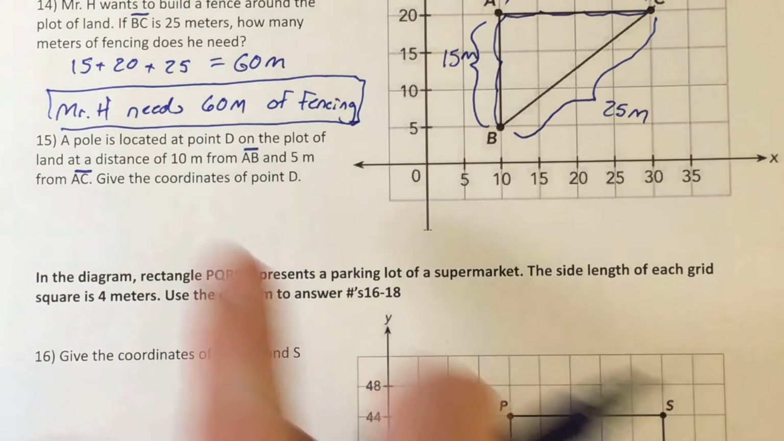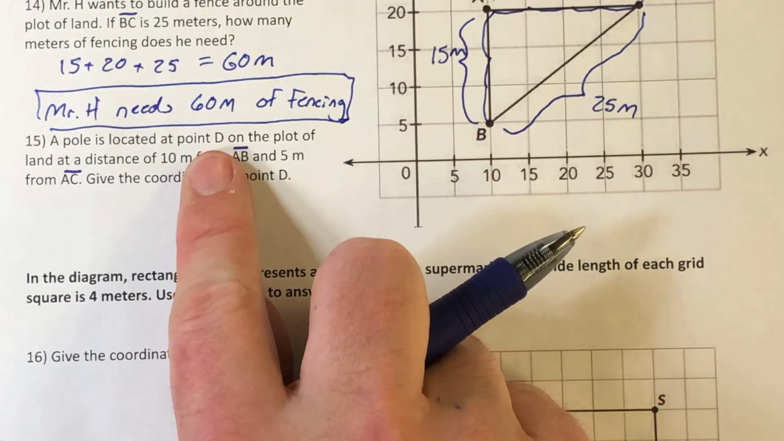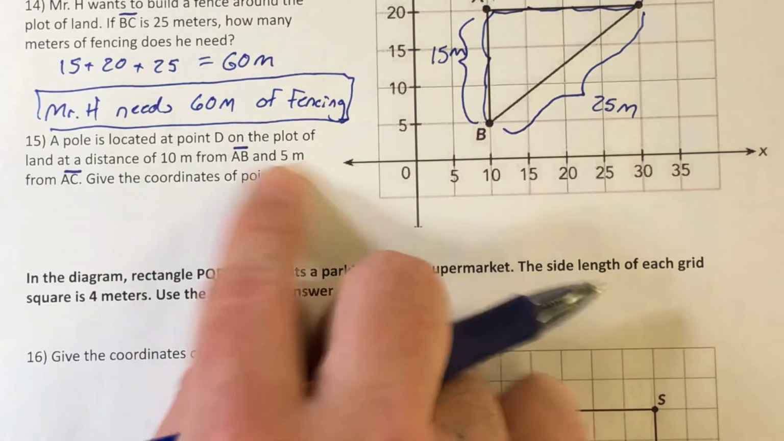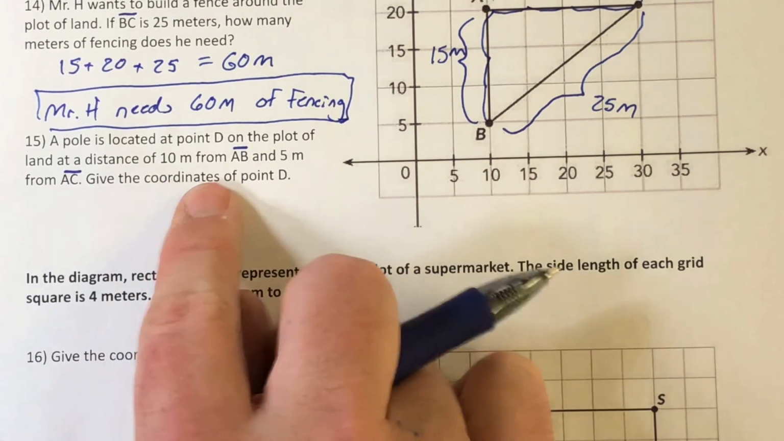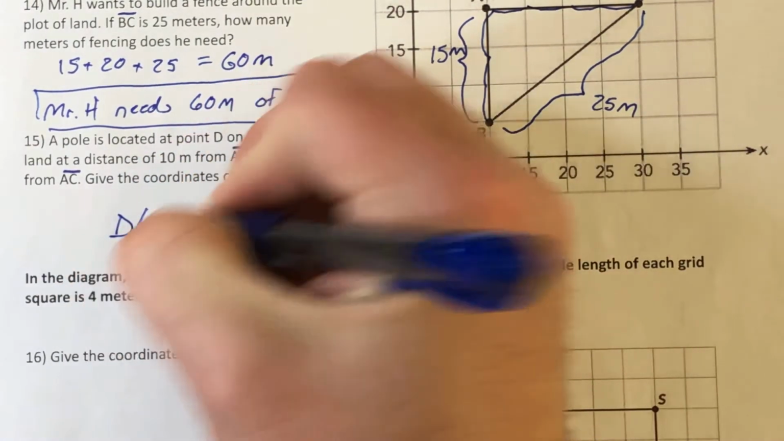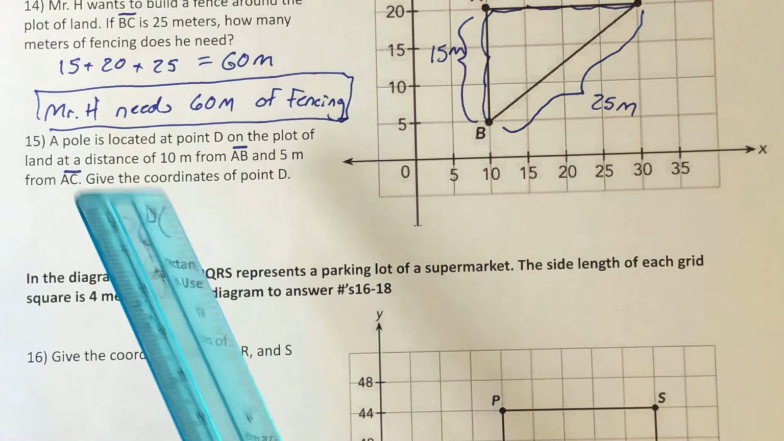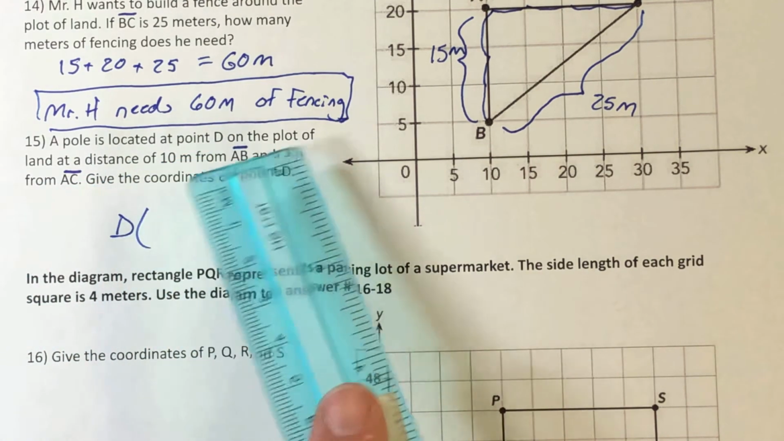15. A pole is located at point D on the plot of land at a distance of 10 meters from line AB and 5 meters from line AC. Give the coordinates of point D. All right, this is another what I call treasure hunt problem. So let's follow the directions and see where the lines intersect.